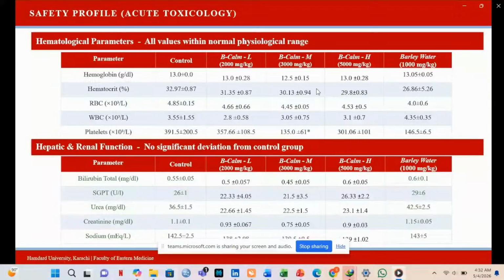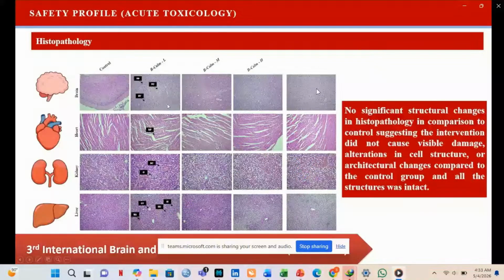So after that, histopathology was done of four, we can say, organs: brain, heart, kidney, and liver. Okay, so there were no significant structural changes in histopathology in comparison to the control group of animals, which suggests that the intervention of our study, which was the Becam and Maushi or barley water, did not cause any visible damage or alteration in cellular structure or tissue structure of any organ of any animal compared to the control group, and all the structures were intact.